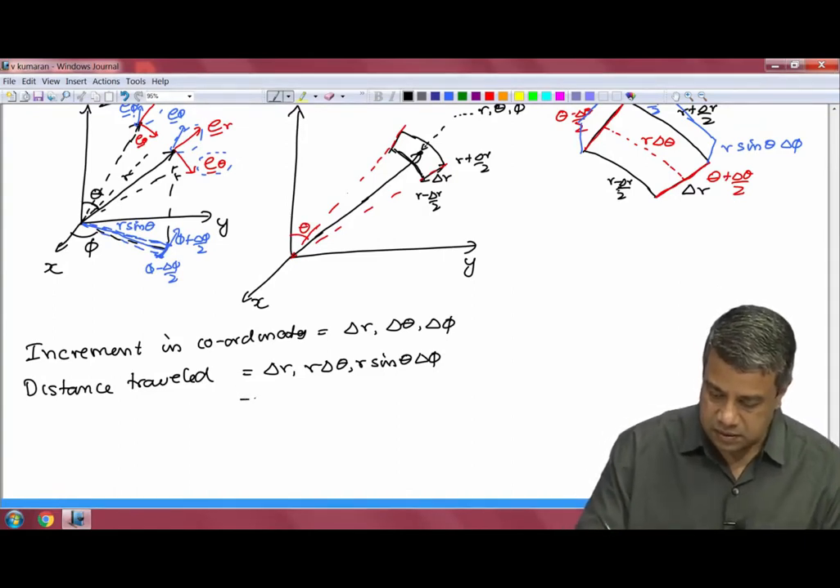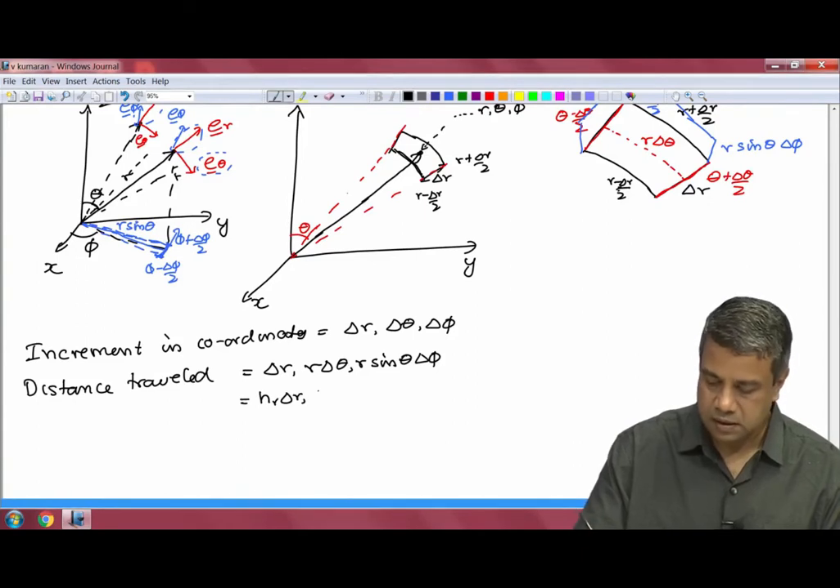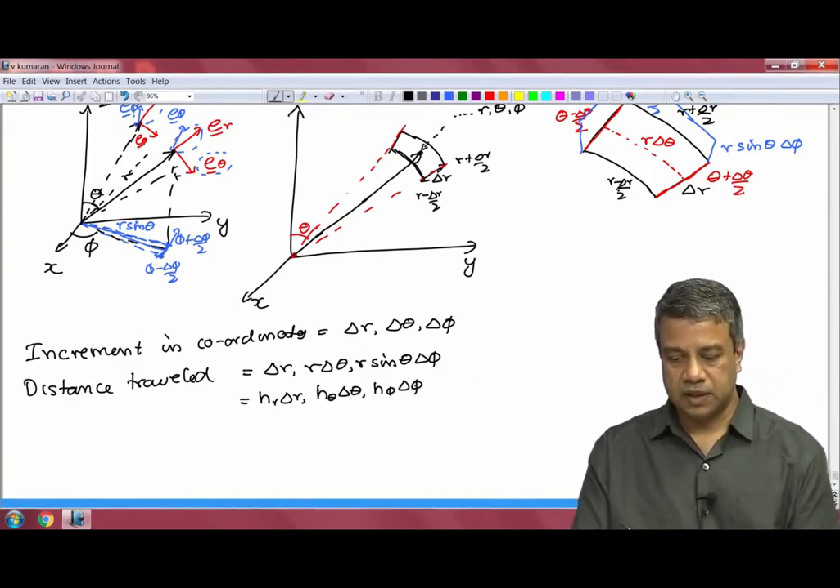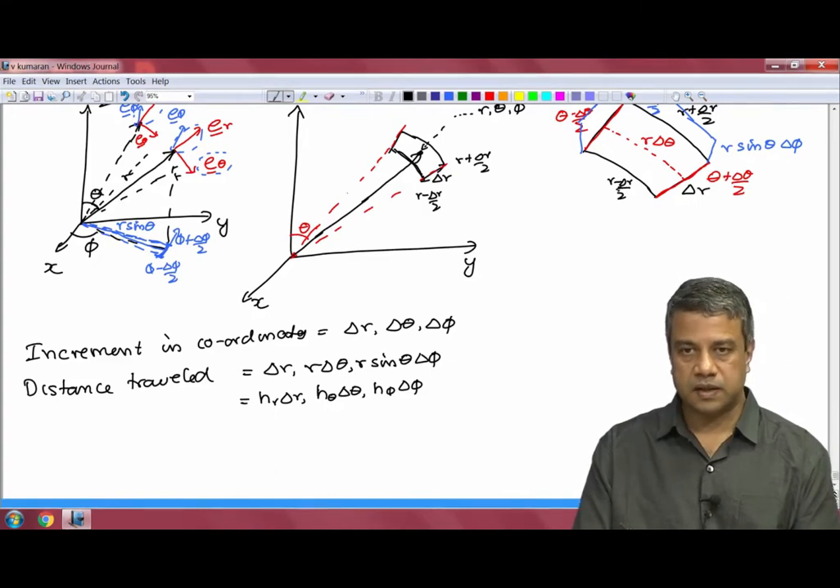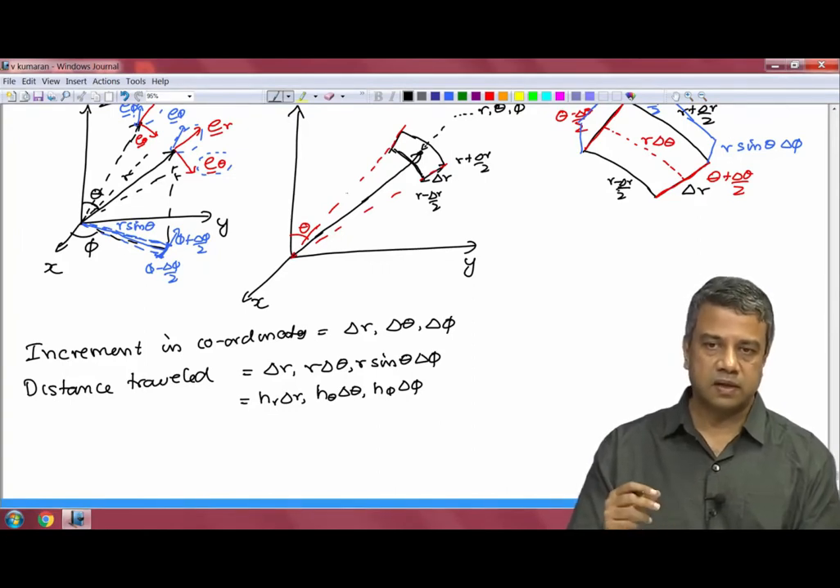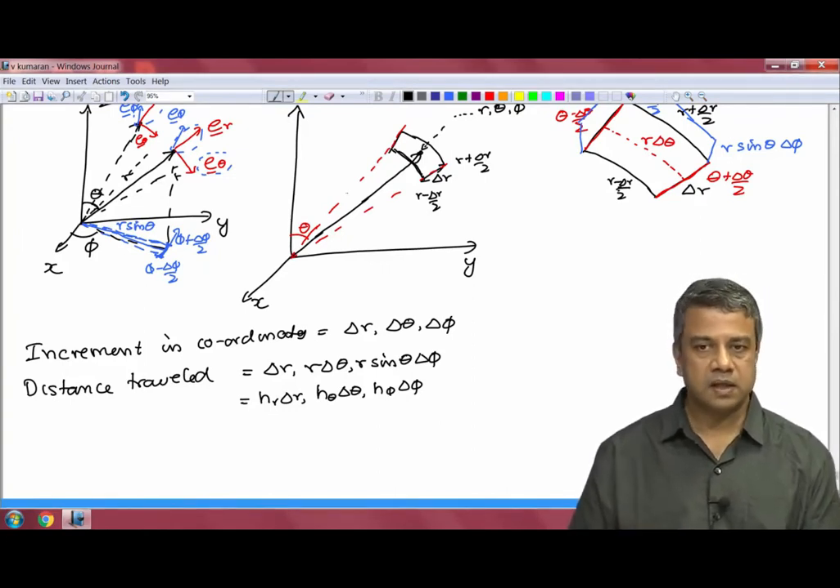And this is also written as h r delta r, h theta delta theta, h phi delta phi, where h r, h theta and h phi are what are called the scale factors. They are the factors which are used to convert the increment in the coordinate to the actual distance travelled.